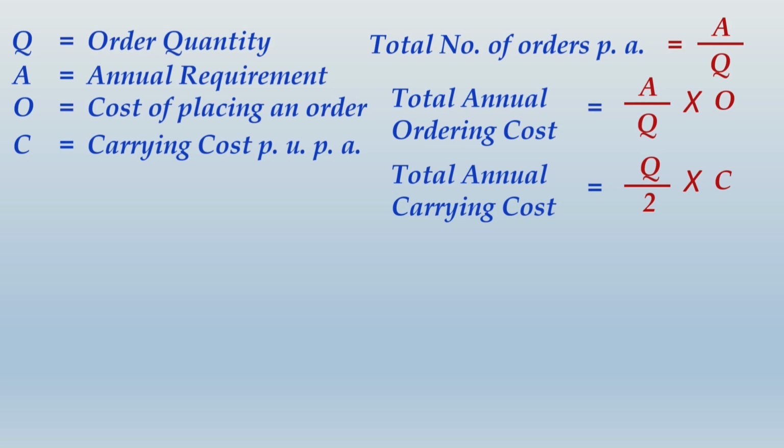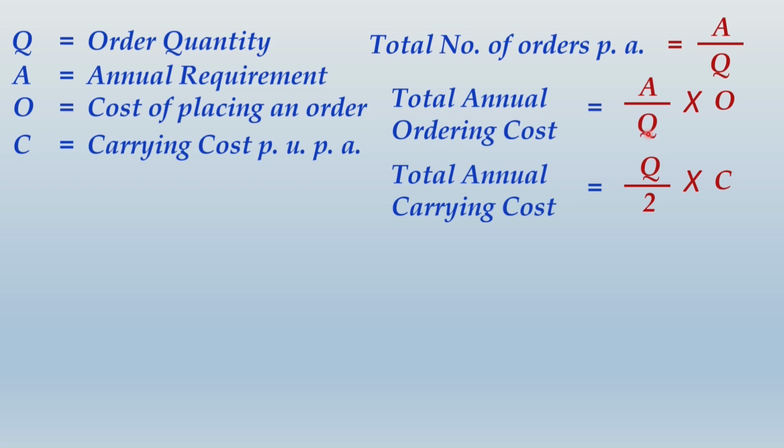So tell me one thing over here. For equilibrium, what did we learn some time back? That total annual ordering cost should match with total annual carrying cost. If we can equate these two, do you know what will happen? The order quantity that you have assumed as Q will actually become economic order quantity.